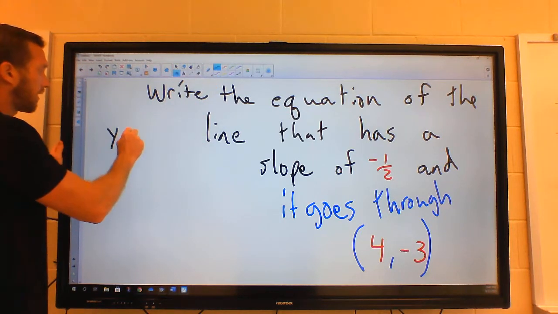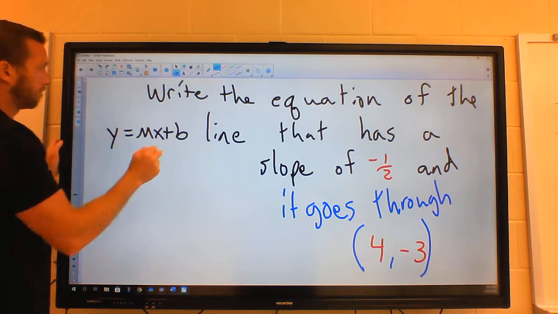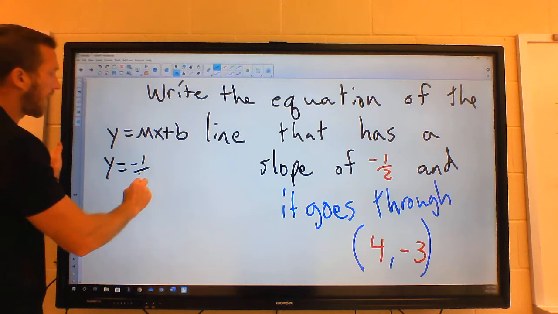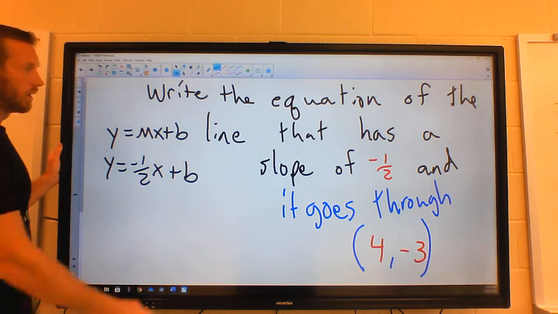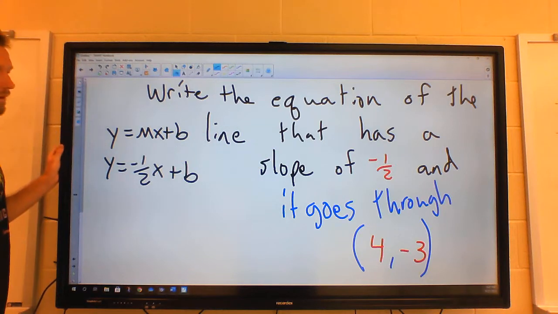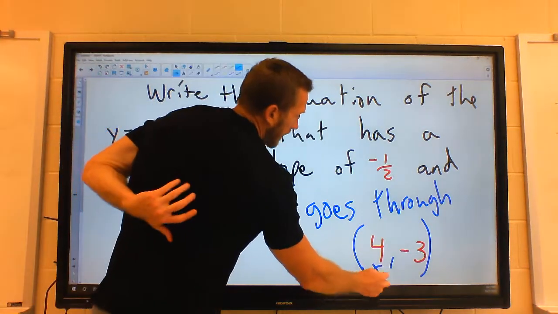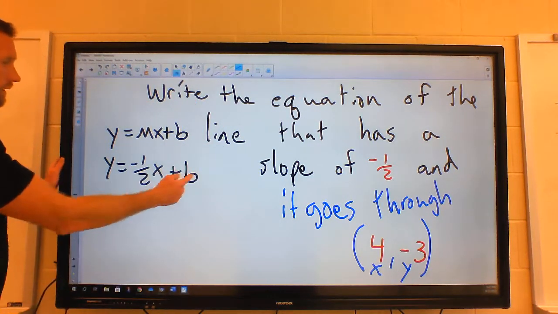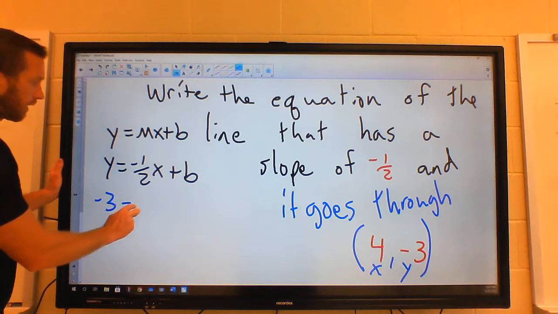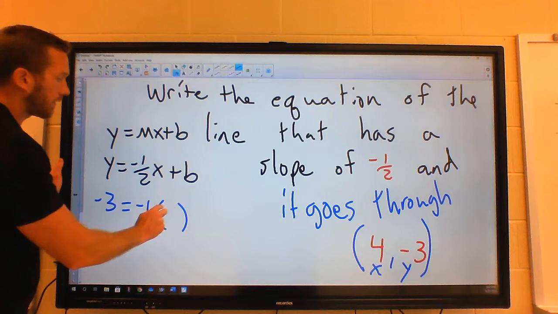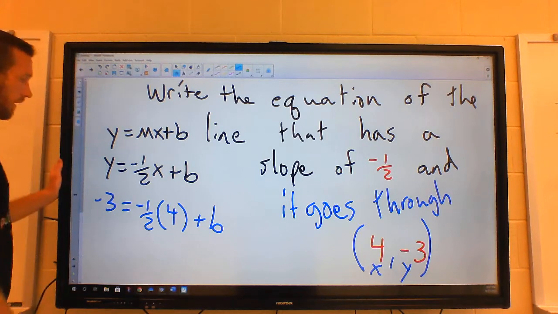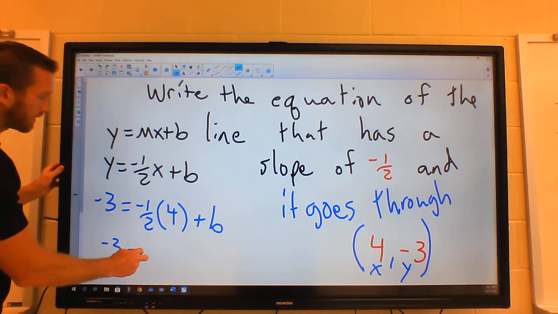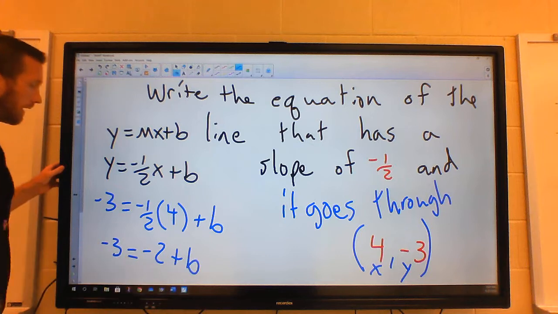Okay? We're starting with y equals mx plus b. We've got y equals -1/2 x plus b. That's all we know. I have substituted in the slope. Remember, this is your x, this is your y. And so we have -3 equals -1/2 times the x value of 4 plus our b value. -3 equals -1/2 times 4 is -2 plus b.